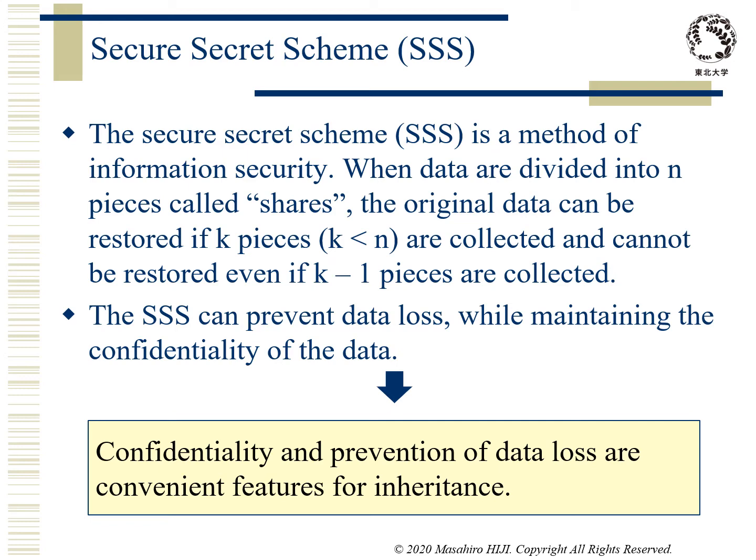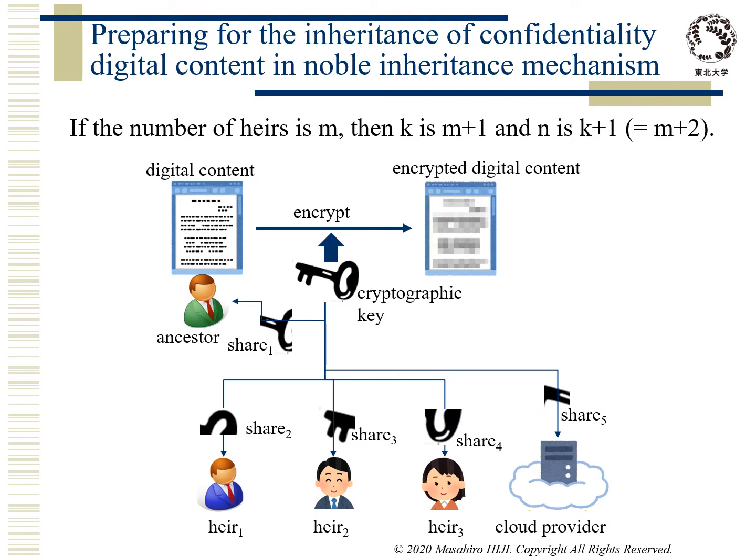It fulfills the conflicting demands of not wanting others to be able to see digital content before death and the heirs being able to see the content they have inherited. The ancestor designates digital content that he does not want others to see, inputs a cryptographic key, and encrypts the designated digital content with the cryptographic key.